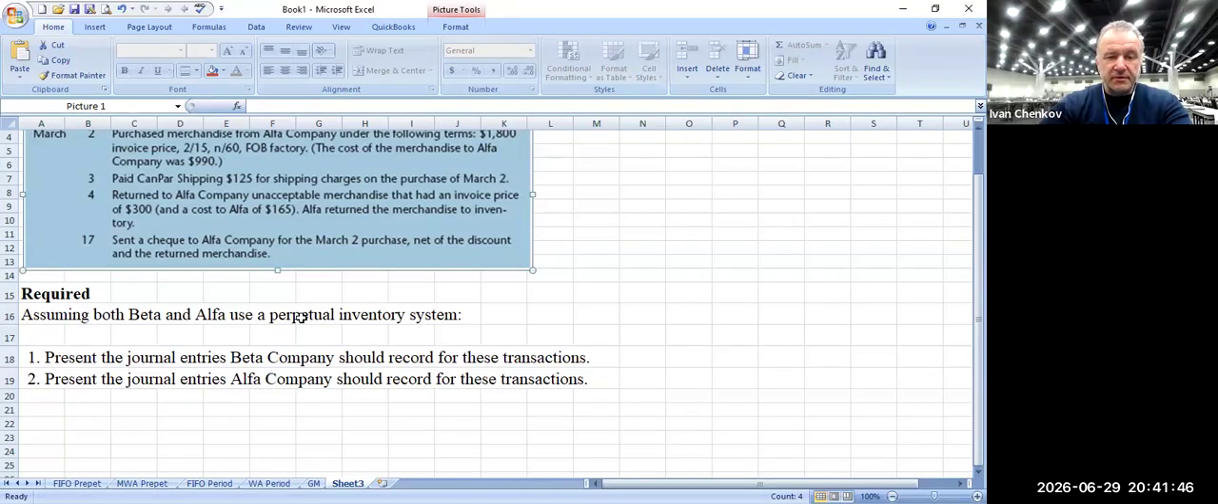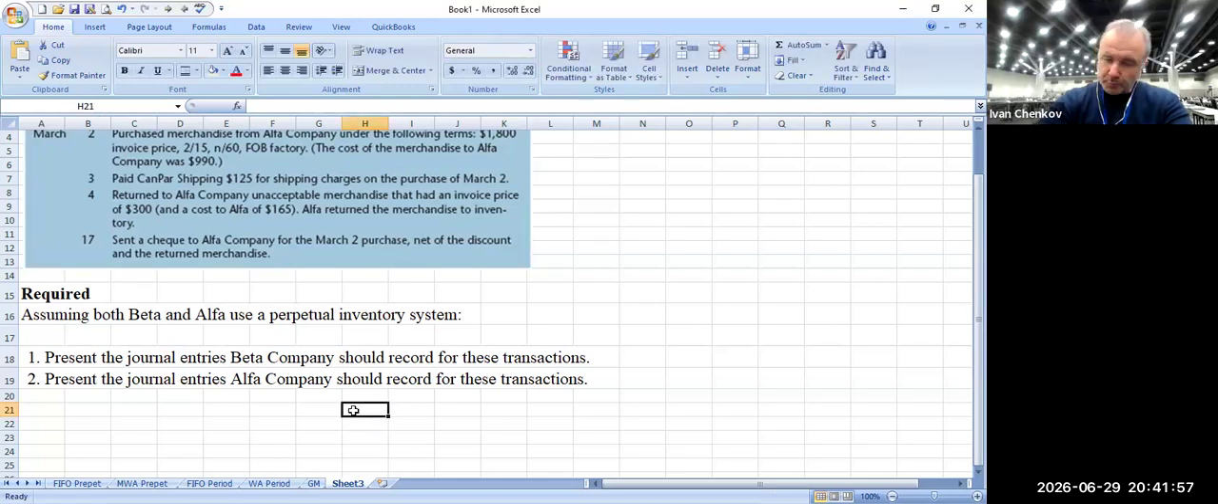Now with the perpetual inventory system, when we purchase inventory, we keep everything in the inventory account: any return, any allowances, any discounts. Shipping that we pay goes to the inventory account. Again in the perpetual system, when we're doing sales, every time we have a sale, we have to show the cost of goods sold. So let's go one after another.